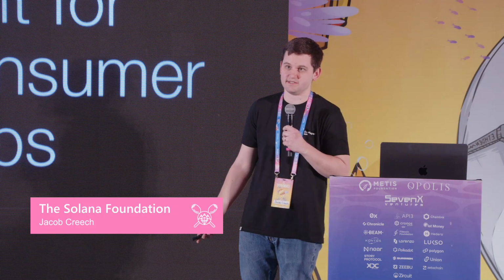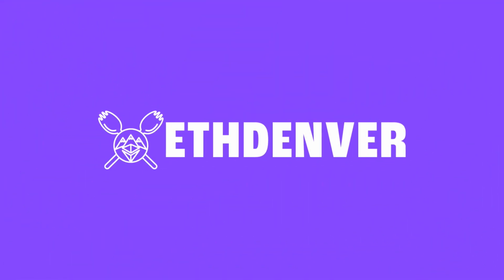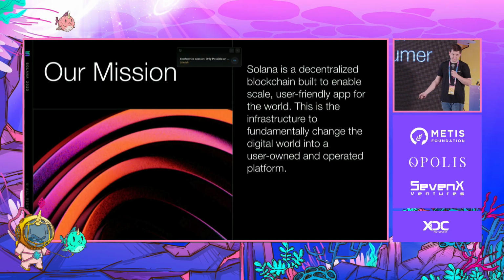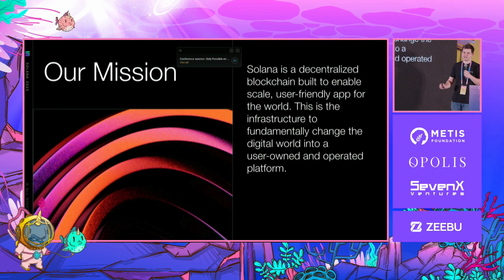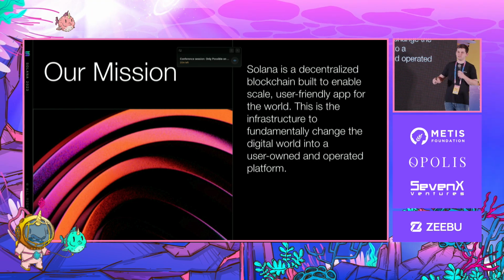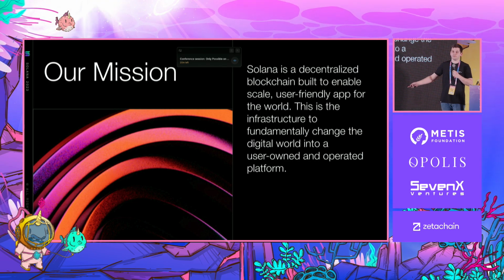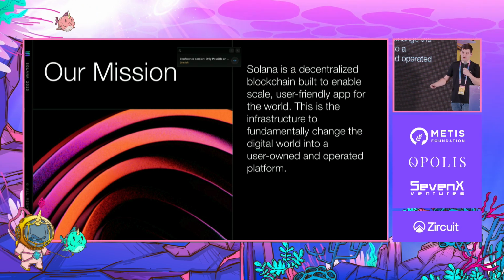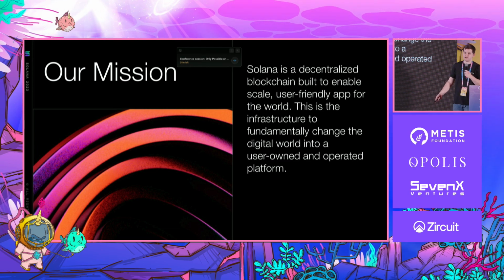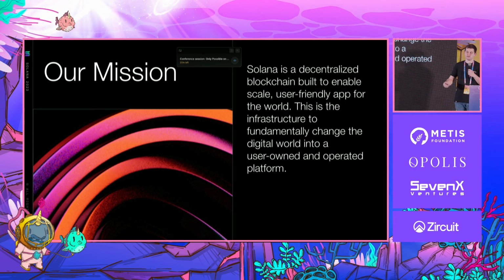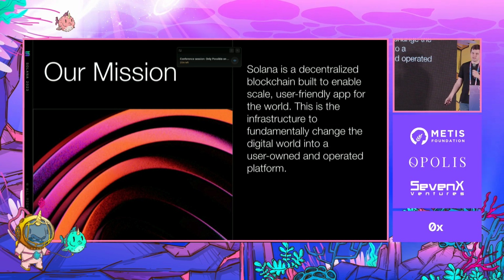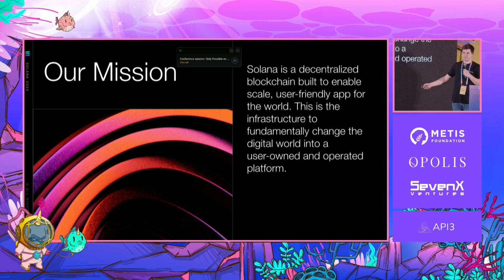And today we're going to talk about how Solana is built for consumer applications, or more specifically, how Solana enables consumer applications to reach mass adoption. Before we get into that, we're first going to go into what the mission is for Solana Foundation to facilitate Solana becoming this. We at Solana Foundation are trying to help Solana become a decentralized blockchain that is enabled for user-friendly applications and enables this mass adoption, this scale for user-owned and operated platforms.